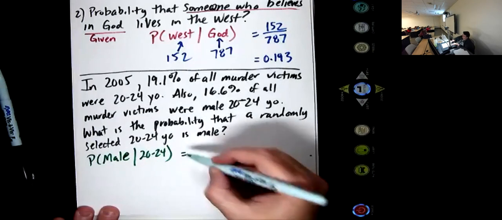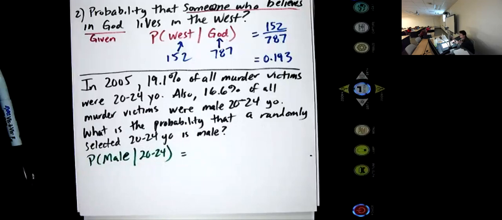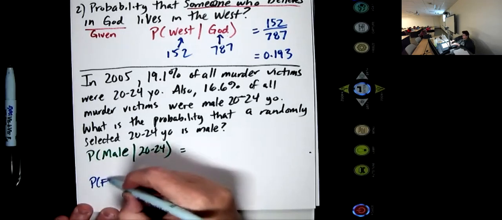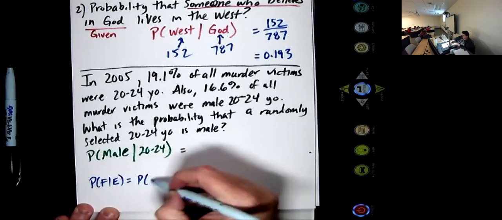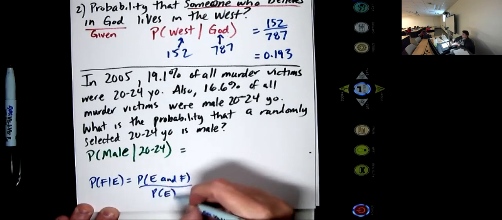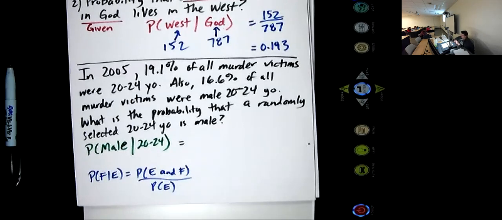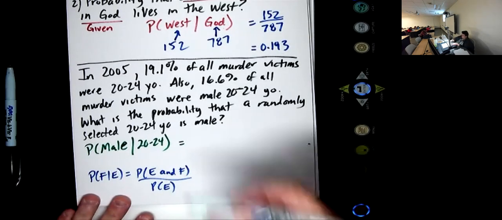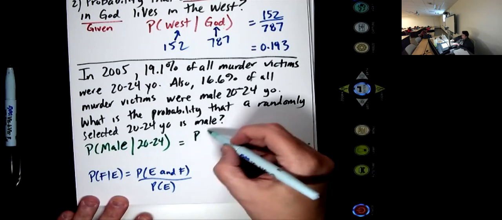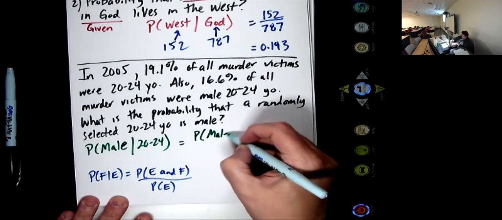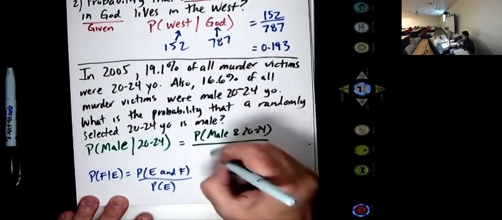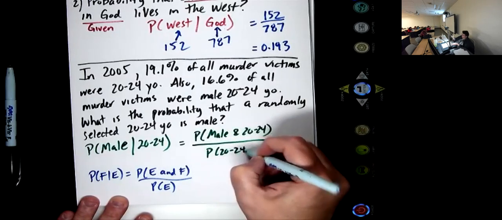Now, I'll just rewrite the equation because it's on another page and you might have forgotten it. We're doing the probability of F given E equals the probability of E and F over the probability of E. So how does that connect to ours? F is male and E is 20 to 24 years old. So we want the probability of male and 20 to 24-year-old divided by the probability of 20 to 24-year-old.